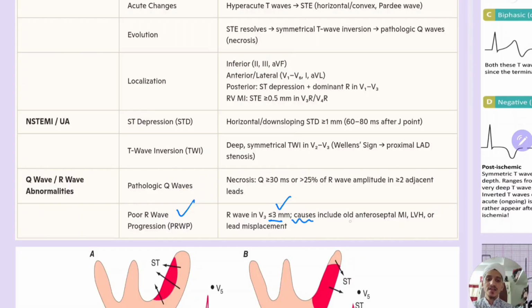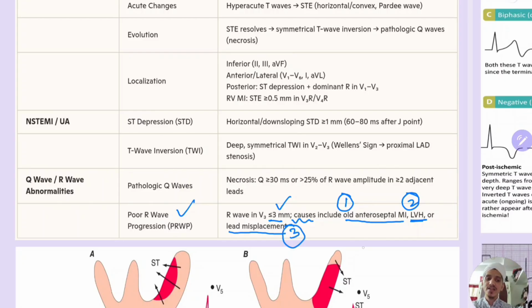What are the causes for that? The causes can be old anteroseptal myocardial infarction, left ventricular hypertrophy, or lead misplacement. So three causes. One is old anteroseptal MI; you ask the patient whether he had an MI before. Second, it can be due to left ventricular hypertrophy. Third, it can be due to lead misplacement.